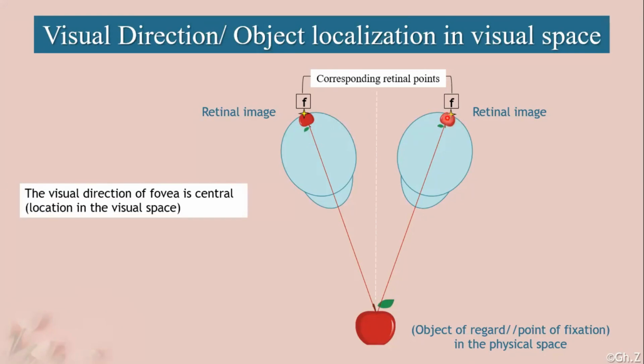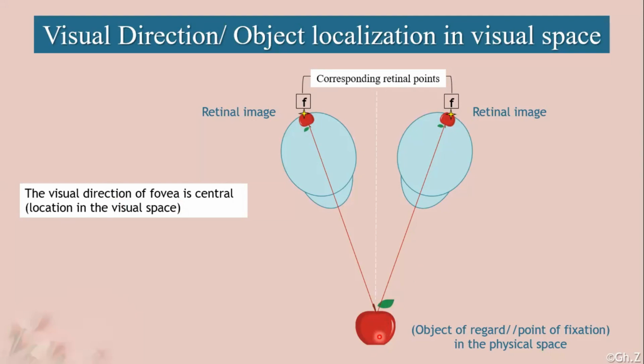The brain receives the image falling on the fovea, and we have something called the visual direction. Once the retinal image is falling on the fovea, this means that the object is central. So what's the meaning of central? It means that this object is centered in front of both eyes, in the midline, sometimes called straight ahead.